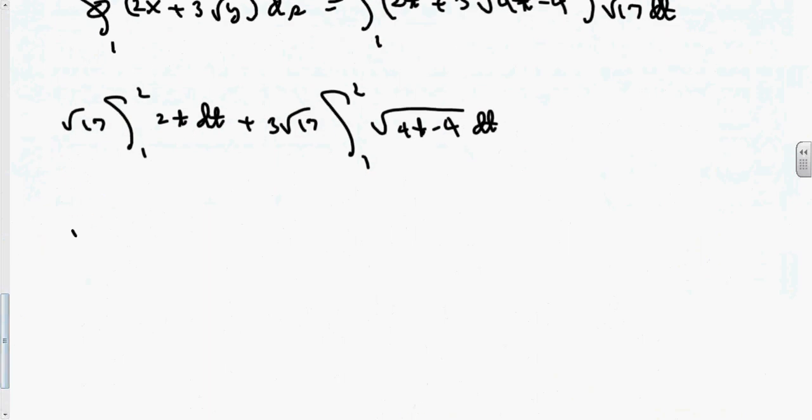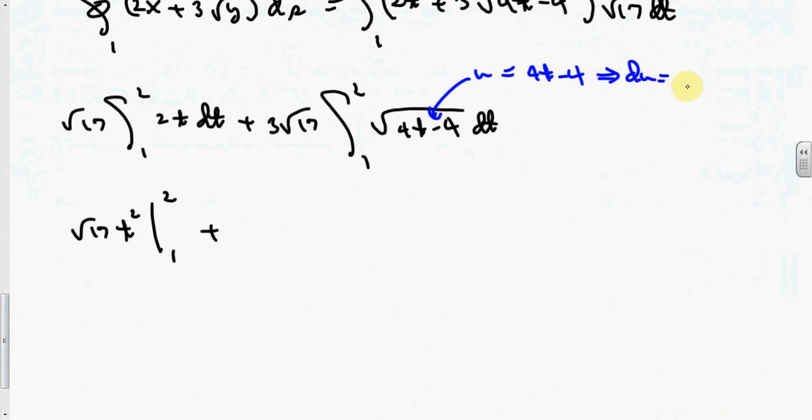Integrate the first guy. This is the square root of 17 t squared. Evaluate that from 1 to 2 plus. For this guy, you have to let u equal 4t minus 4, right? And that implies that du is equal to 4 dt. So 1/4 du is dt. You'll know where I'm getting the 1/4 from when I write what I'm going to write now.